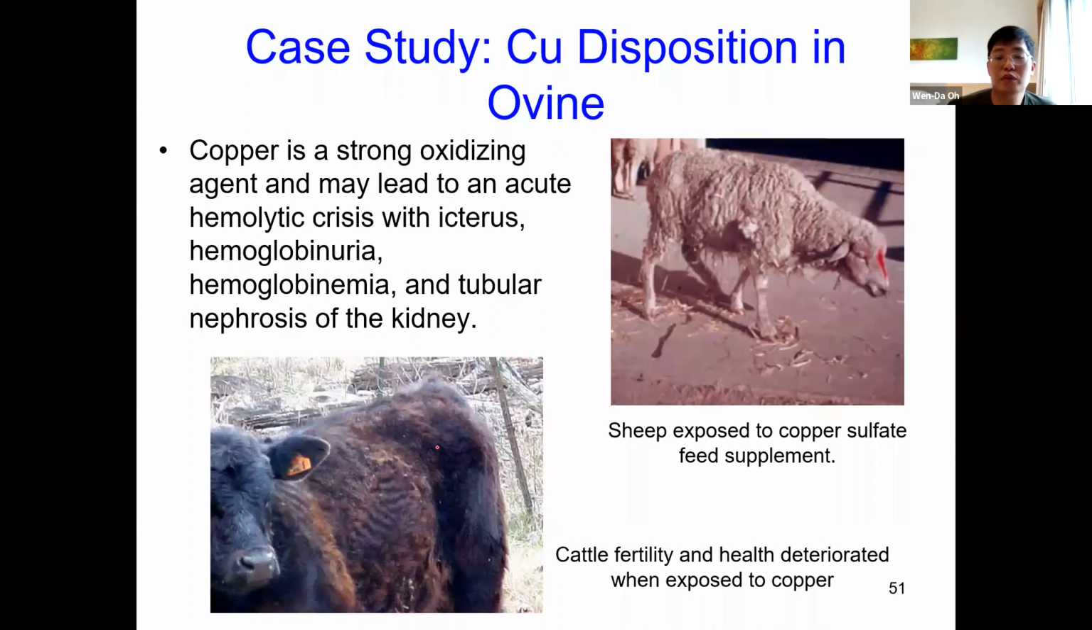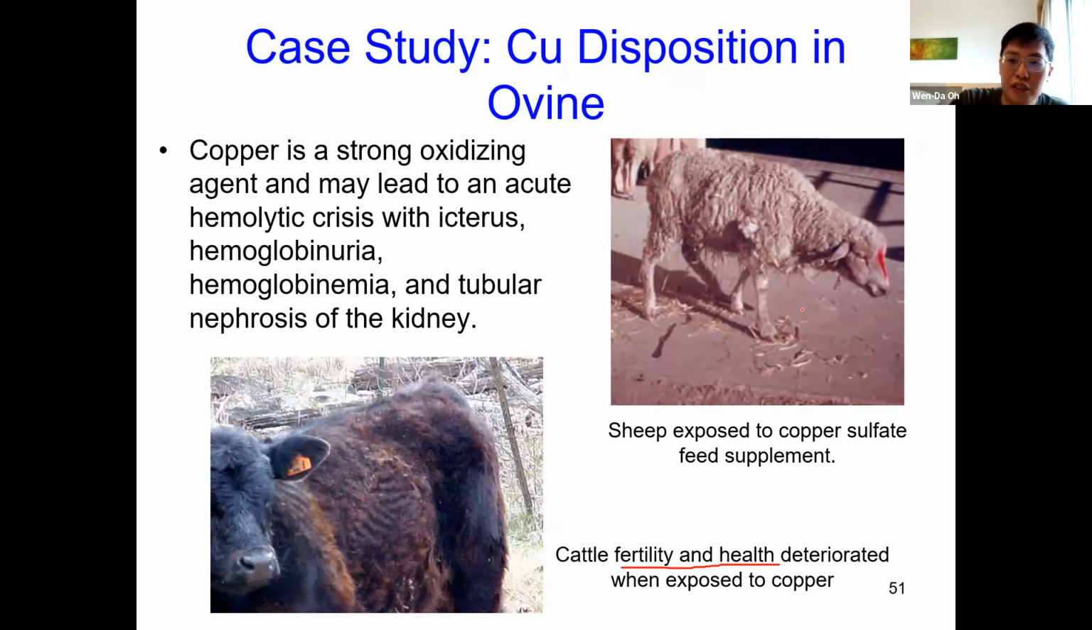One case study of injection would be this sheep exposed to copper sulfate feed. I'm not sure whether this is deliberate or not intentional, but once this sheep was exposed to copper sulfate, you can see that the sheep actually has a lot of effects. This sheep has something called acute hemolytic crisis, whereby it has jaundice and red blood cell failure and so on. So it affects a lot of things like fertility and the health of these animals.